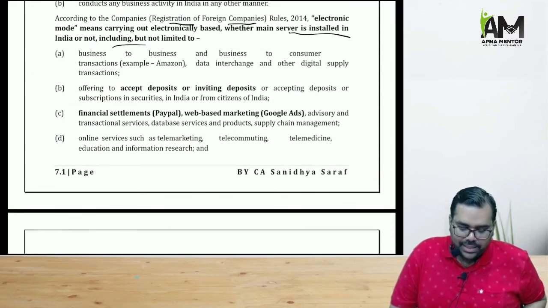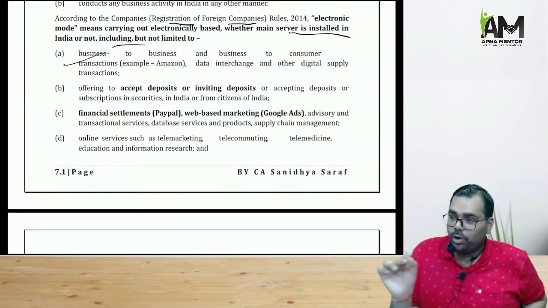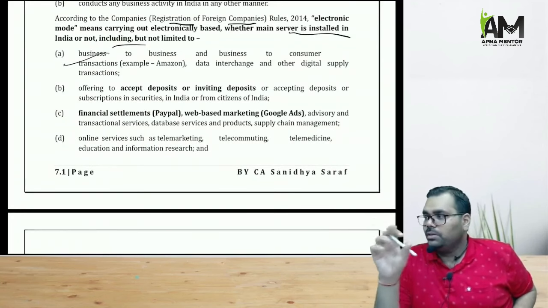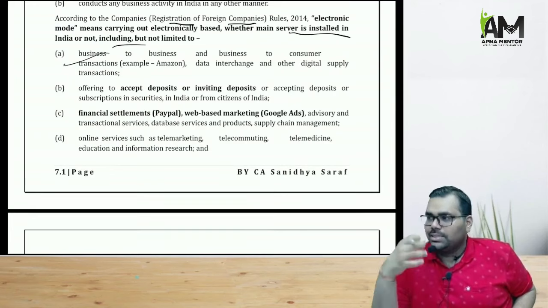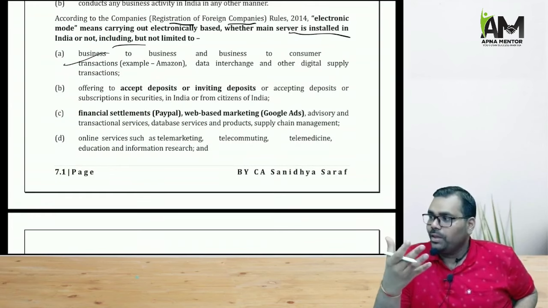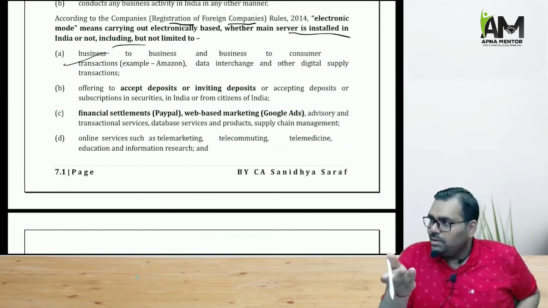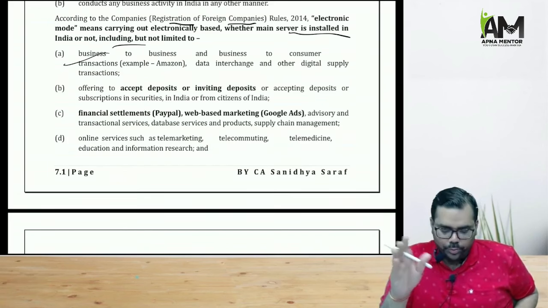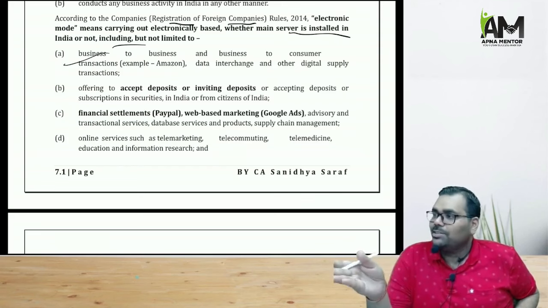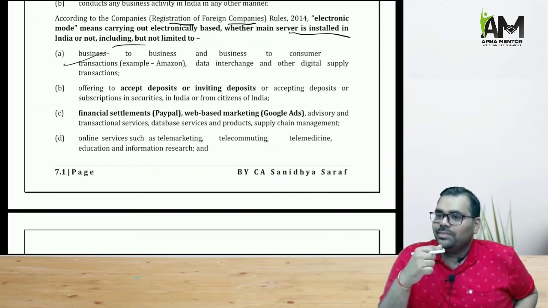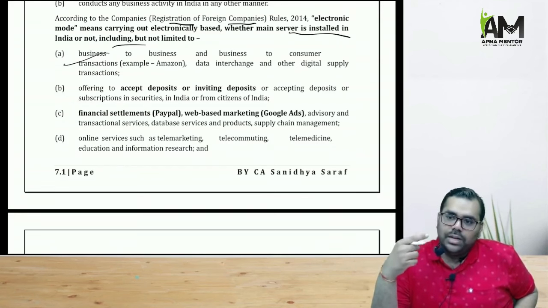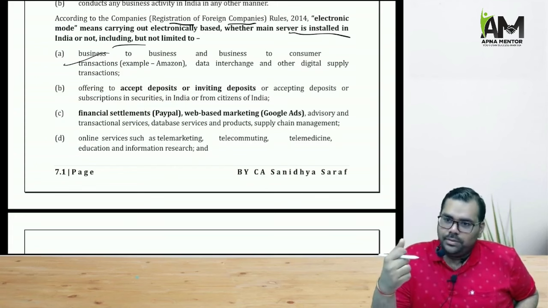Like any company that is doing business-to-business, the B2B model. You have heard of the B2B model, B2C model. Some businesses are directly dealing with other business houses, B2B. Some businesses are directly dealing with the customers, B2C. So whether any foreign company is dealing B2B or B2C, like Amazon, it is doing both. It is doing business to business and business to consumer also.